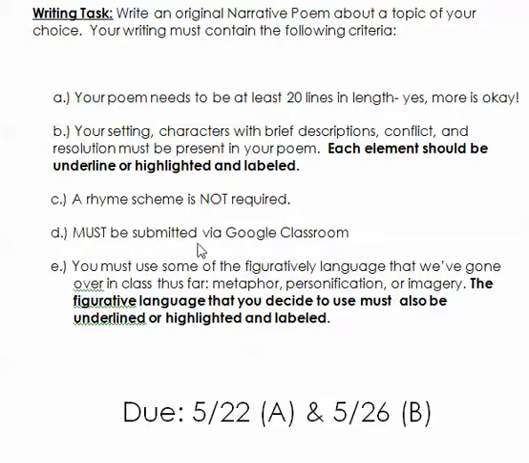Now, the last thing that you need to do, in addition to having the elements of narrative and 20 lines in your poem, is have some of the figurative language that we have been using. So you could use a metaphor, a simile, personification. We went over hyperbole and alliteration today, so you may also use those. But let's look here at the requirement. The figurative language that you decide to use also has to be underlined and highlighted.